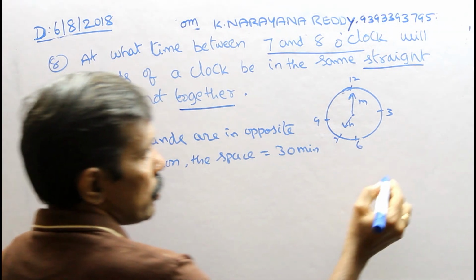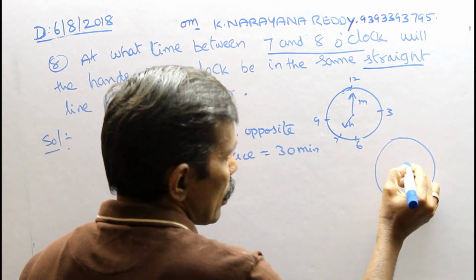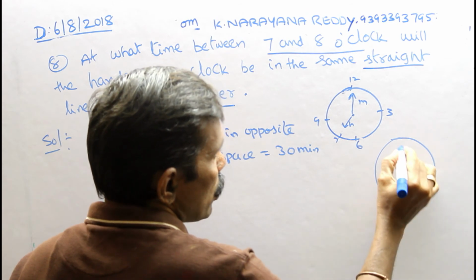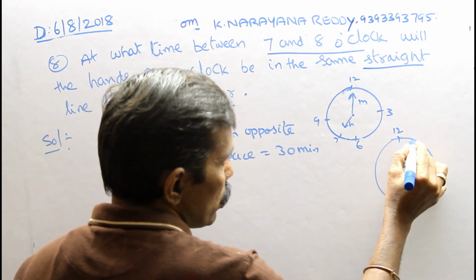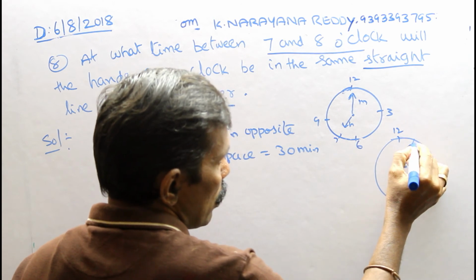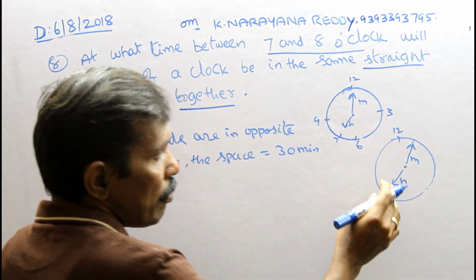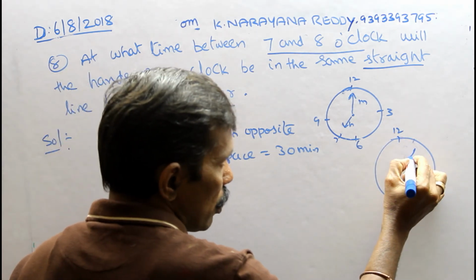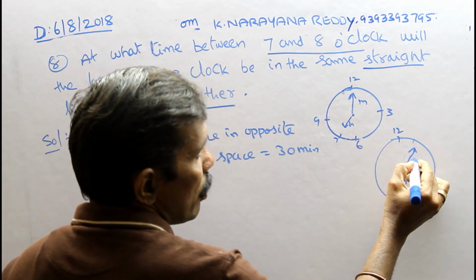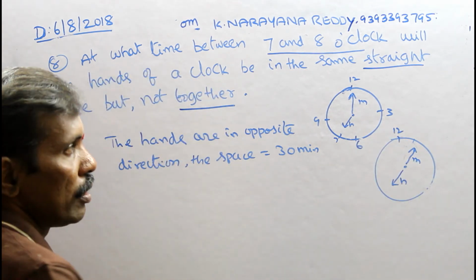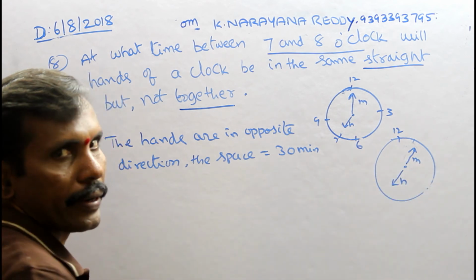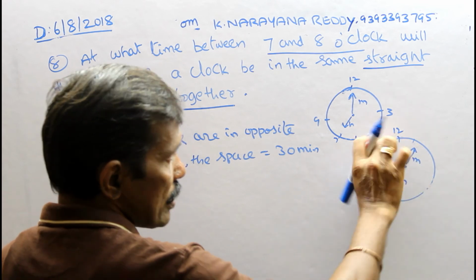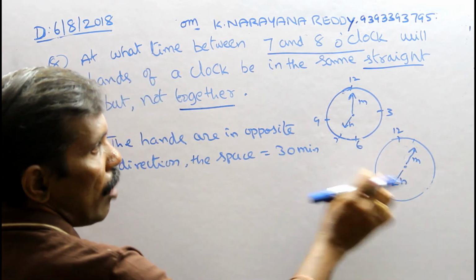I will draw another figure here. So now this is the minute hand, this is our hour hand. So this is 12. The minute hand goes to approximately this one. So at that time those get in opposite direction. It comes to here, that is the minute hand. So those are in opposite direction. So that is 30 minute spaces apart between those two. So the minute hand will gain 5 minutes over the hour hand.